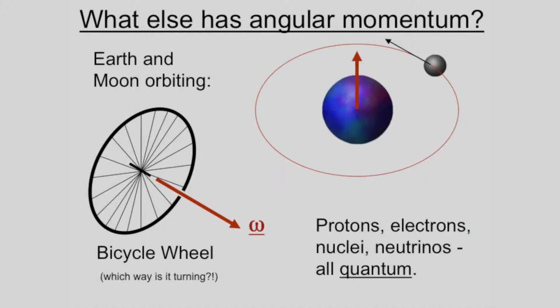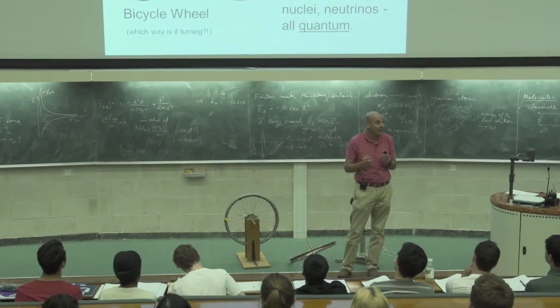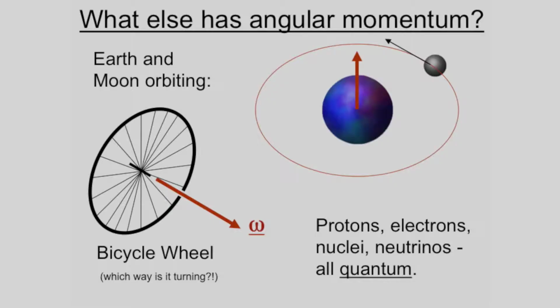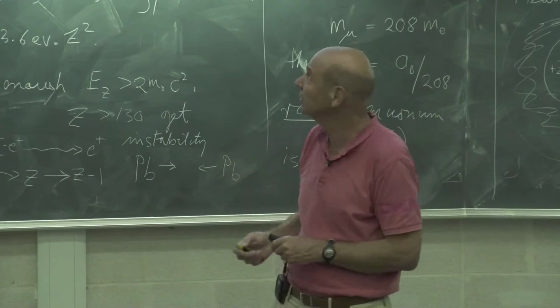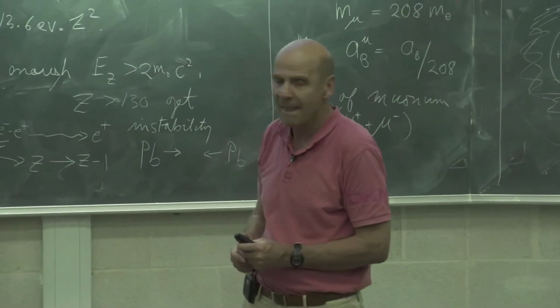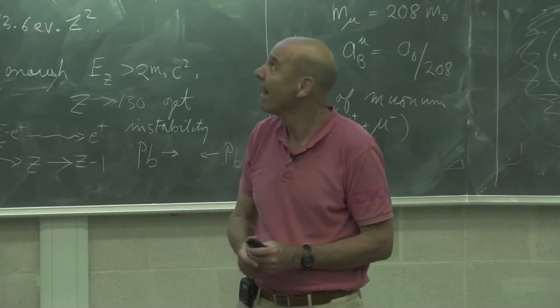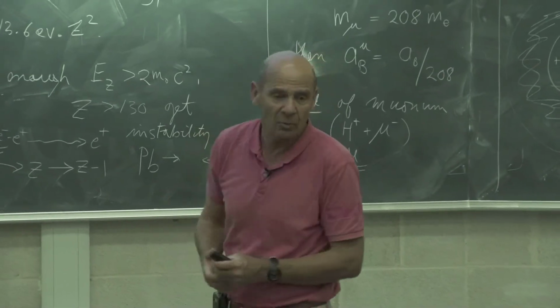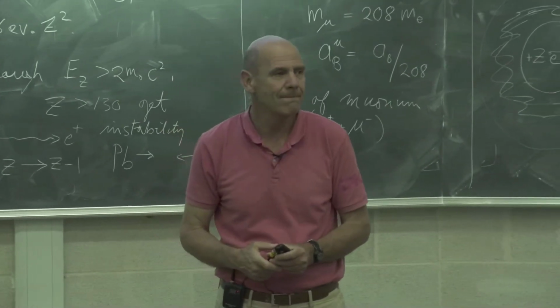So what else is angular momentum? So there's the Earth and the Moon. The Moon is going around the Earth, the Earth is spinning on its own axis, and they together have angular momentum, and that angular momentum is conserved. Whatever's happening with the tides and friction and so on, the angular momentum is constant. And here's the bicycle wheel. Which way is it turning? It's turning anti-clockwise, absolutely. Well done.